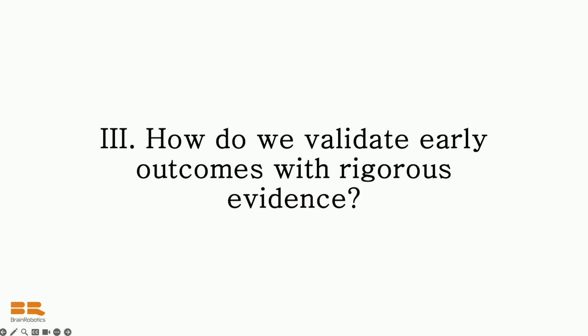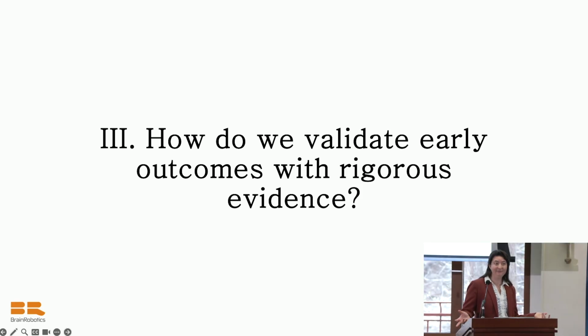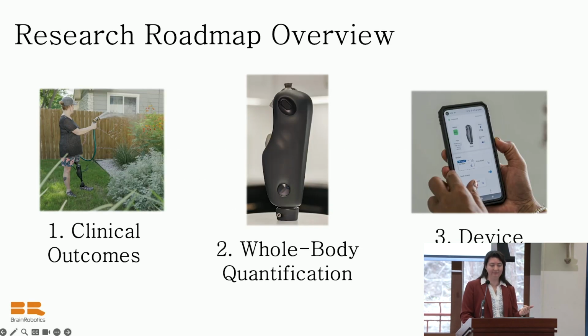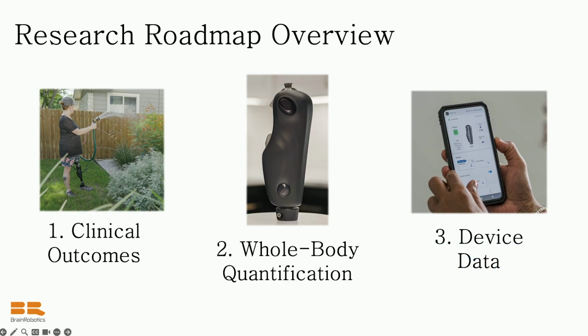Our final question is, how do we build an evidence base that clinicians, payers, and patients can actually act on? Our research roadmap was organized across 3 parallel tracks, each capturing a different layer of what improved mobility means. These 3 tracks are designed to complement each other.